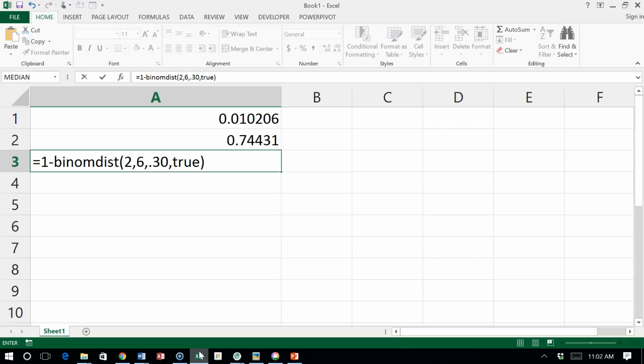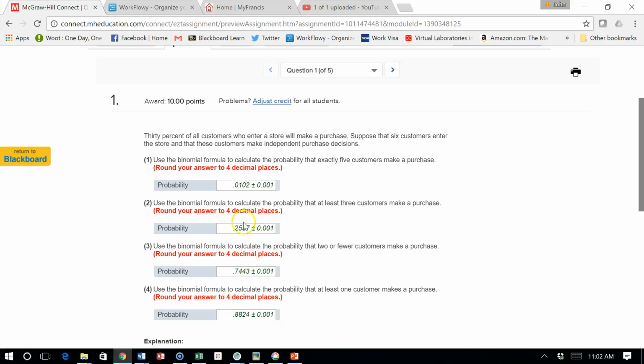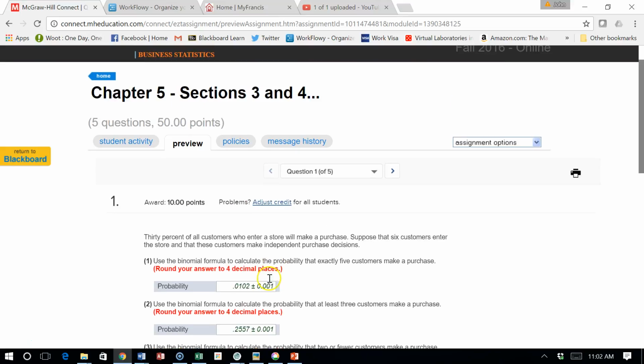We know that there are 7 possible outcomes. We can have 0 successes, 1, 2, 3, 4, 5, or 6. We want 3 or more. So we're going to subtract out 2 or fewer. That's what we're doing here. And we get 25.57%. So hopefully that makes sense. Now, the same is going to be true.